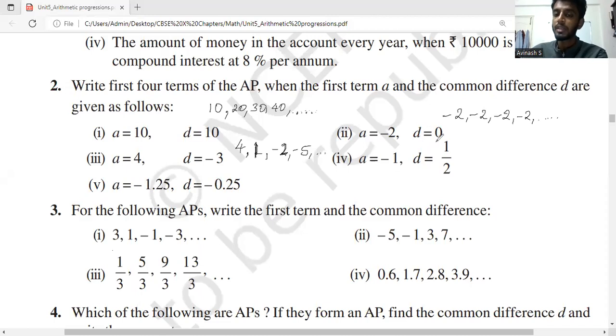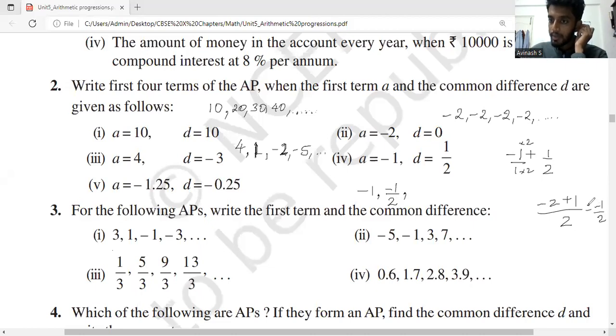When it comes to the fourth subdivision, the first term is minus 1. That is very clear. Second term, I'm doing it here: first term plus common difference. When you take the LCM, this becomes 2 into 2. So the numerator becomes minus 2 plus 1, divided by 2. So you get minus 1 by 2. That will be the second term.